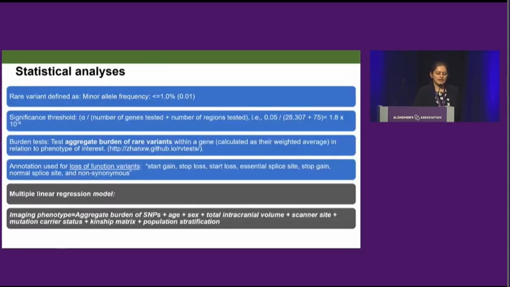We defined rare variant as minor allele frequency less than or equal to 1%, and the significance threshold was 1.8 times 10 raised to the power minus 6, accounting for the number of regions tested and the number of genes tested. We carried out burden tests, which test the aggregate burden of rare variants within a gene in relation to a phenotype of interest, and we used annotation for loss of function variation.